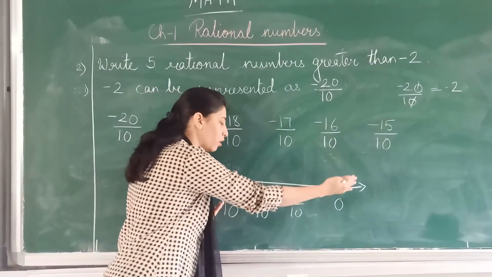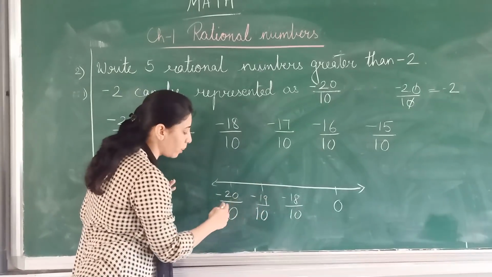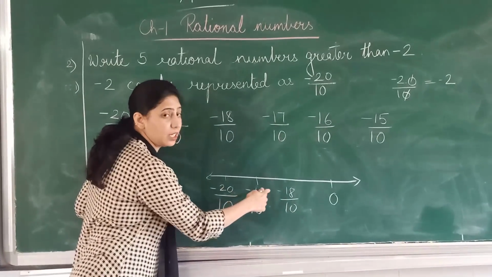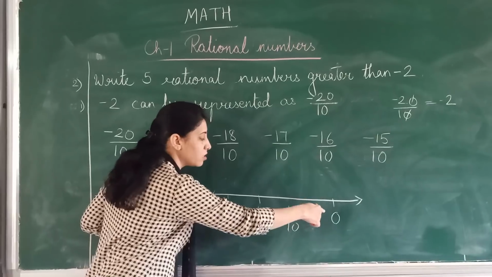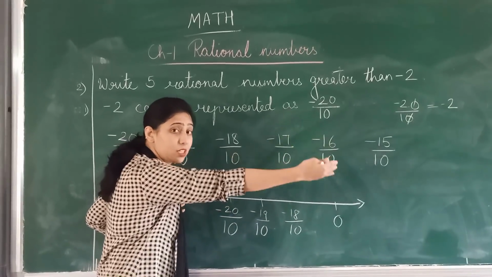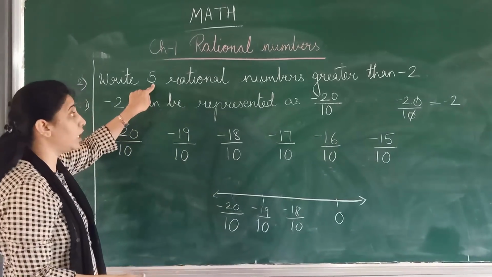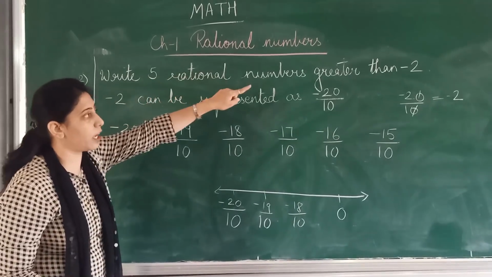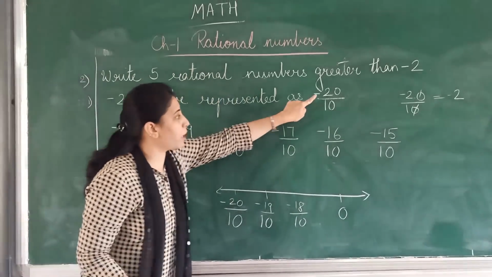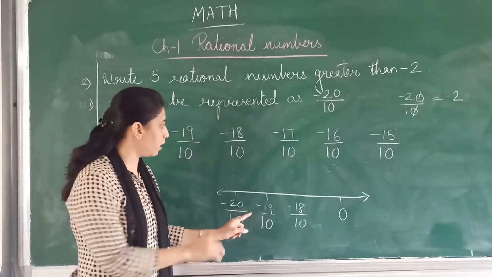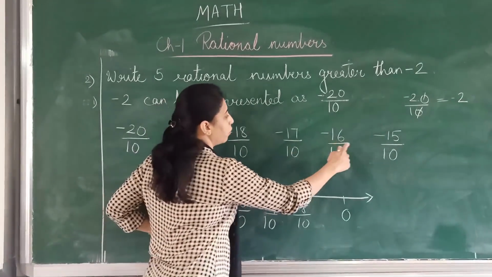So we get the greater numbers. So what is on the right hand side of minus 20 upon 10? Minus 19, minus 18, minus 17, minus 16, minus 15, minus 14, minus 13. But we have to list only 5 rational numbers greater than minus 2, that is minus 20 upon 10. So 1, 2, 3, 4, 5.